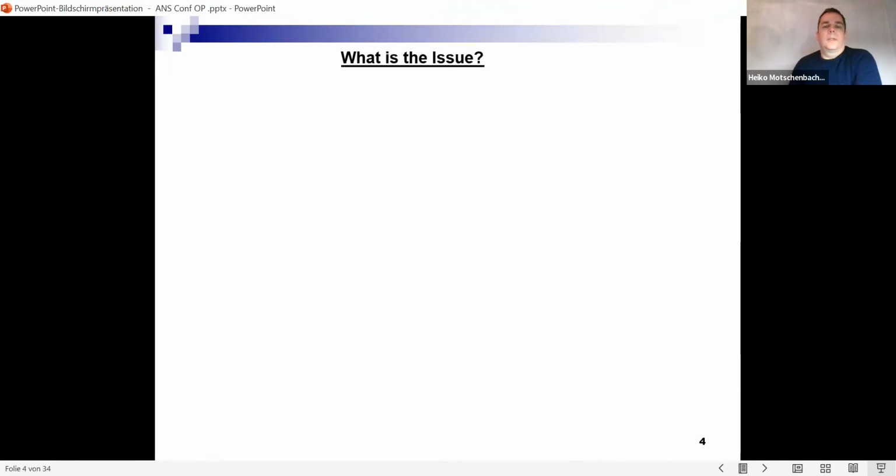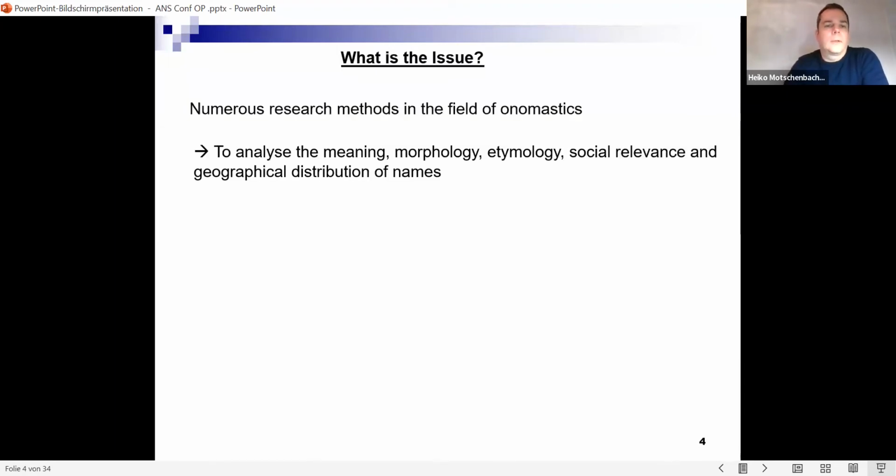So what is the issue that I would like to raise here? Of course, we have many research methods that we use in onomastics, and they are very good methods to help us find out things about the meaning of names, about their morphology, etymology, their social relevance, and their geographical distribution, for example. And I'm not disputing this in any way. This is all good and useful work.